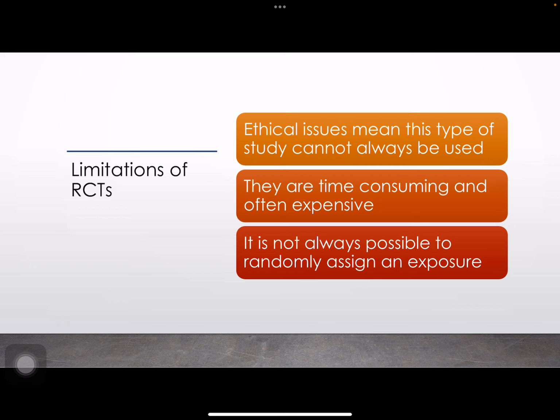More limitations of RCTs are that they are time-consuming, expensive, and cannot always be used if the exposure to something cannot be randomly assigned. For example, you cannot randomly assign exposures that are common or present naturally, like UV light, because the majority of people get daily sun exposure on their own.